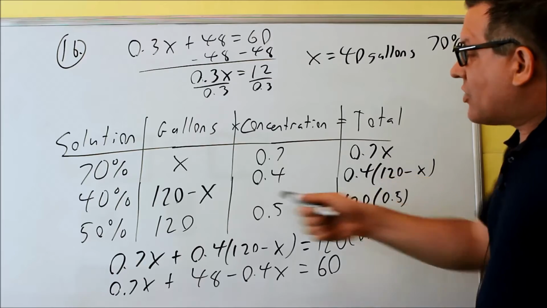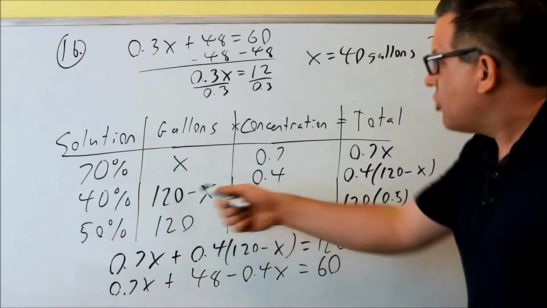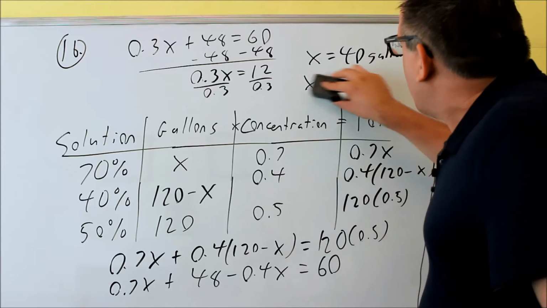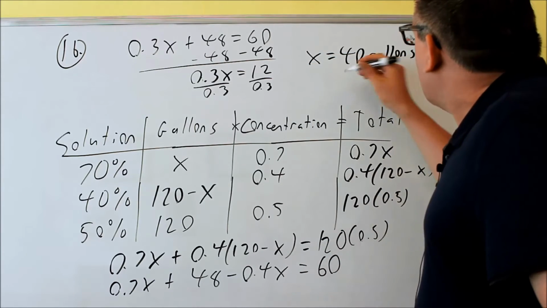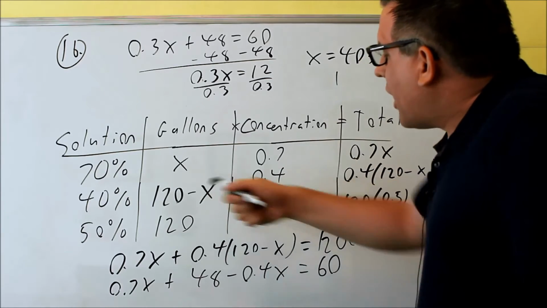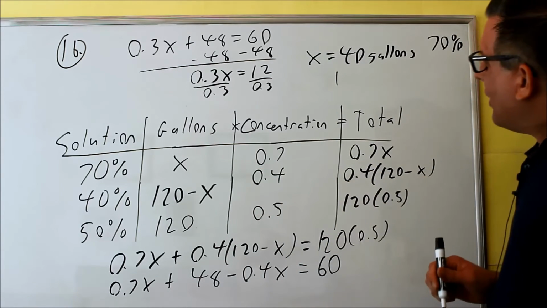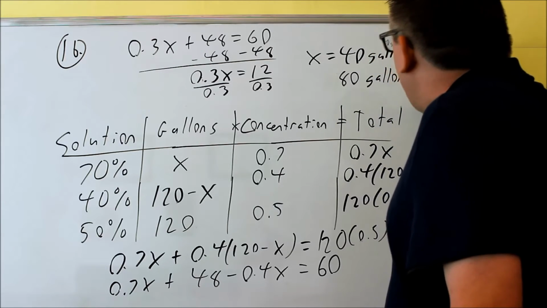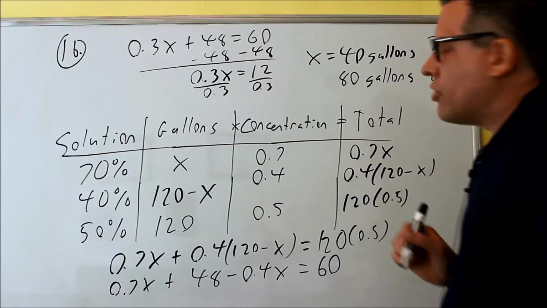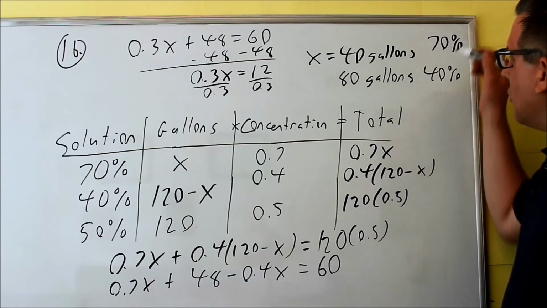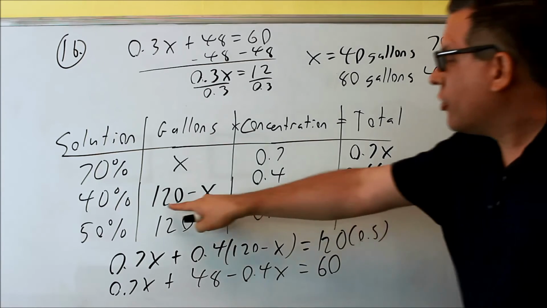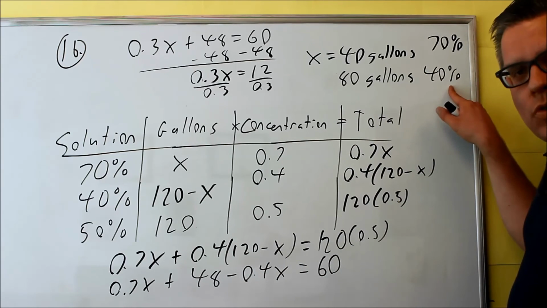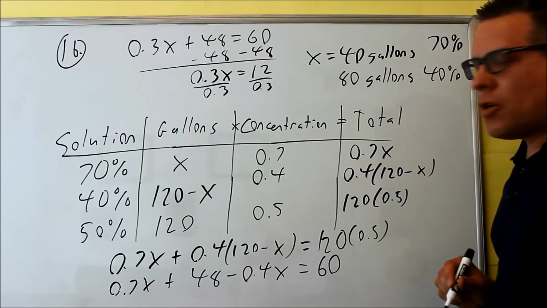Now, since I know that it has to add up to 120, I'm just going to take 120, subtract 40, and I'll get, the other one, x is 40 gallons, but if I subtract it from there, then I get 80 left over, so 80 gallons. This is going to be what I have for the 40%, because originally the question asked how much of each do you have. So my x was this one, 120 minus x gives me this expression right here. That would be your 40%. So that's how much of each that you're going to need.